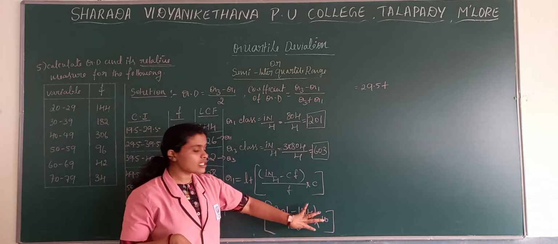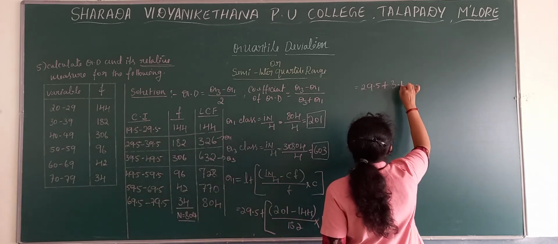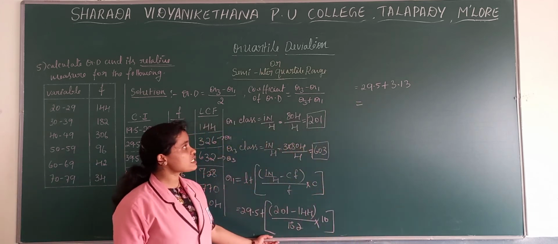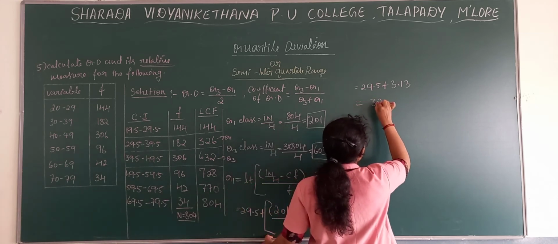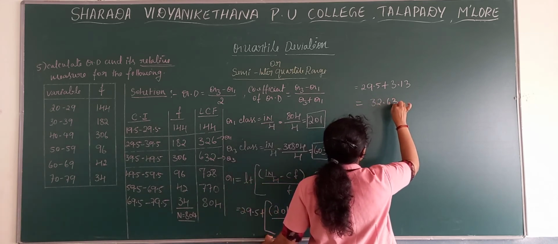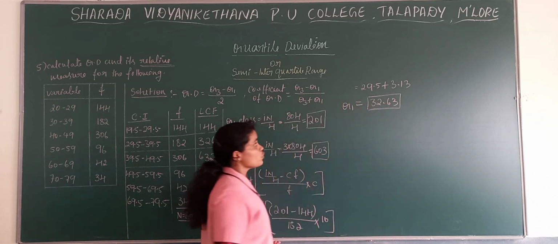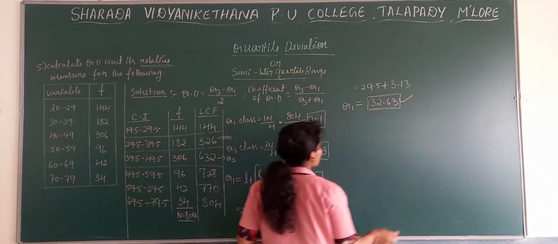So when you solve this bracket, you get 3.13. Now 29.5 plus 3.13, there you get 32.63. It is the value of Q1. 32.63, this is your Q1 value.